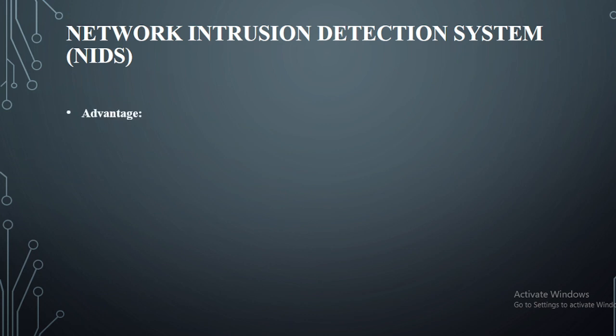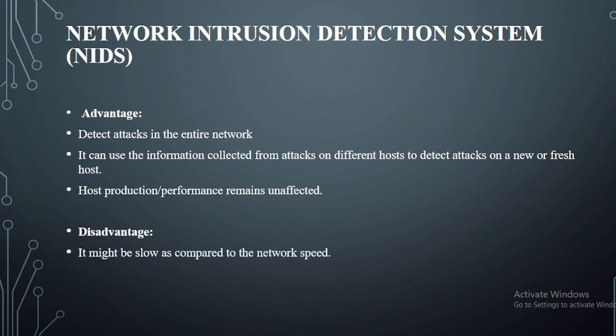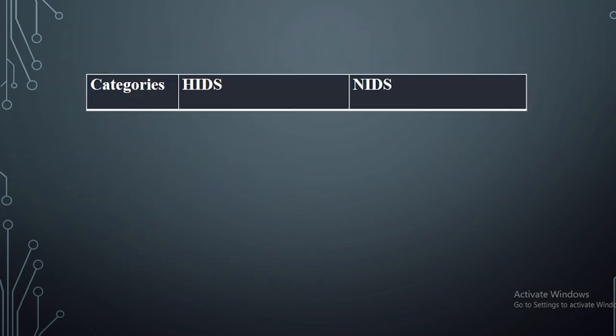Let us look at the advantages of NIDS. It detects attacks in the entire network, unlike HIDS. It can use information collected from attacks on different hosts to detect attacks on a new or fresh host. Host protection remains unaffected since it is not installed on every host. Let us look at its shortcomings. It might be slow compared to the network speed, so it may not be as quick as desired. Scrutinizing protected channels may prove to be a bit difficult. It is also passive in nature.